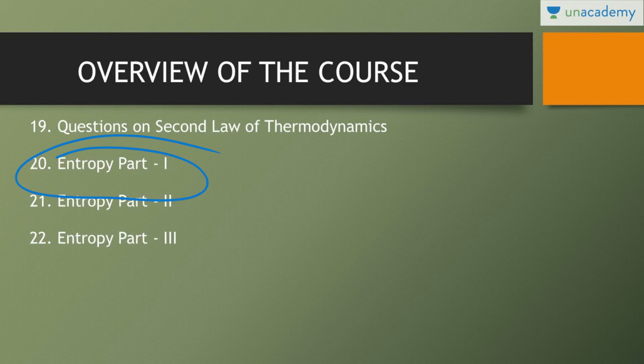Then I have taken the entropy part 2. In this, what is the entropy of the universe, which consists of system and surroundings. What is the entropy for closed system? What is the entropy for open system? What is external interaction? What is internal irreversibility? What is entropy transfer, entropy change, entropy generation? All this has been explained in lesson number 21.